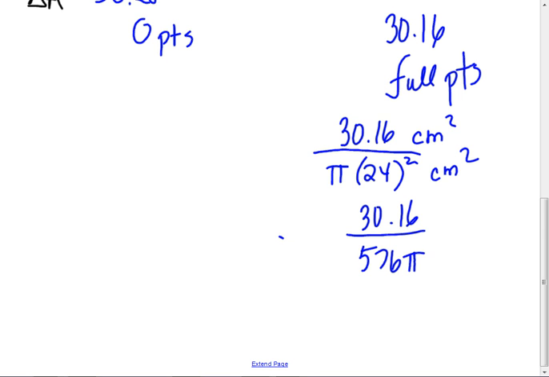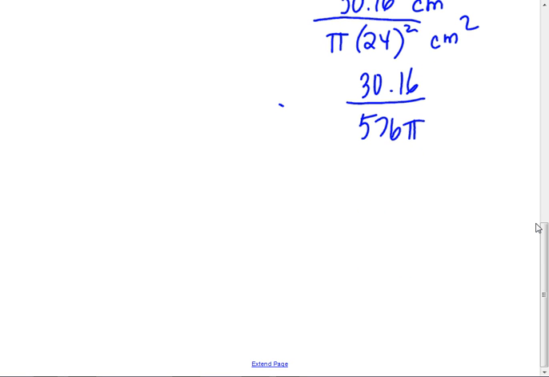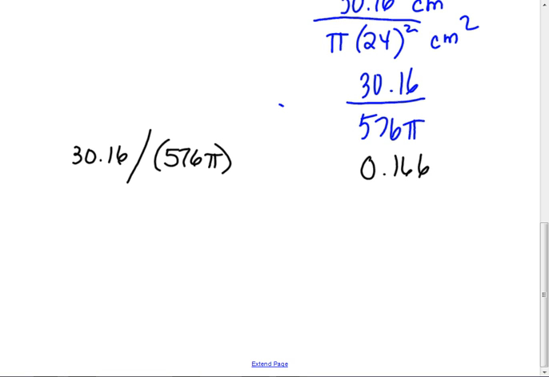What does that give me as a decimal? Somebody want to divide that out for me? Watch how you put it in, because when you put this into your calculator, you're going to have to put parentheses around it, divided by 576 pi. 0.0166.